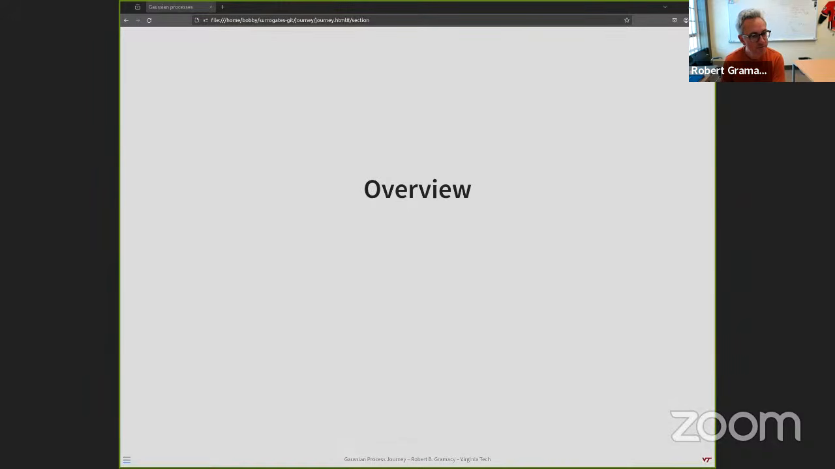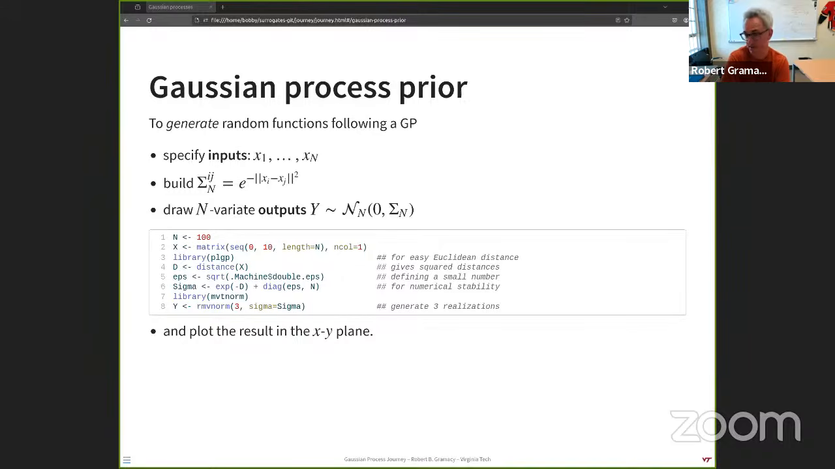Okay, so the first third of my talk is basics. I called it overview. So I'm going to tell you what a Gaussian process is. I'm going to start by showing you how to generate random functions from a Gaussian process with a little algorithm. So here we're thinking about functions. So I've got inputs and outputs. So I'll specify what inputs I want to use for my function, what x's. So maybe I make a grid from x1 up to xn.